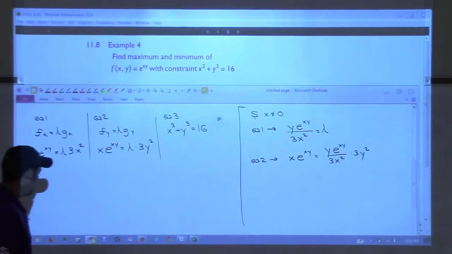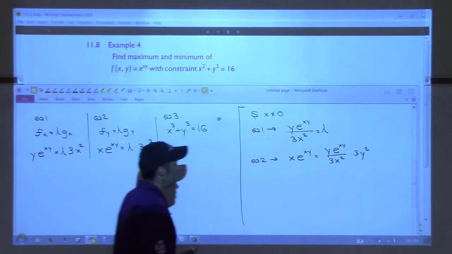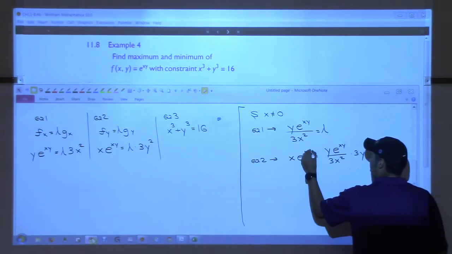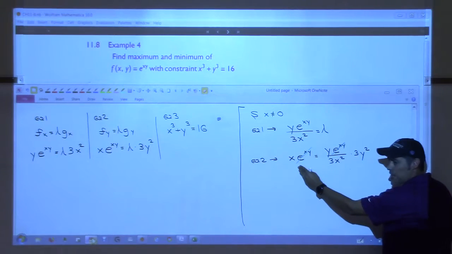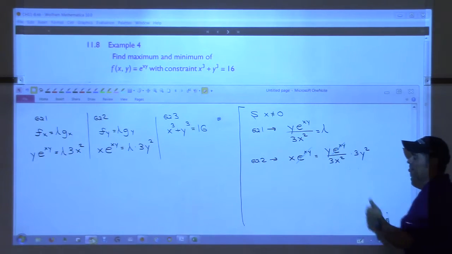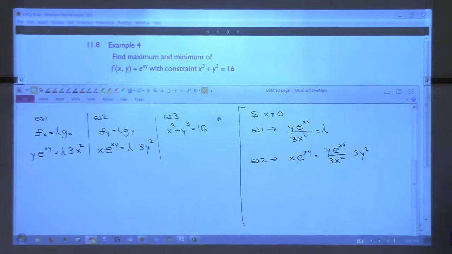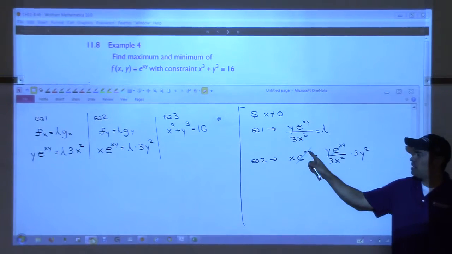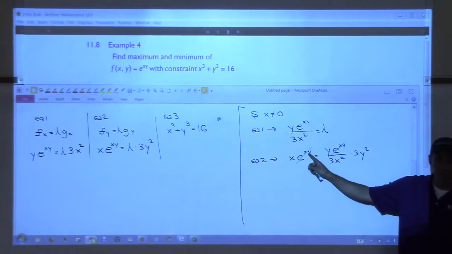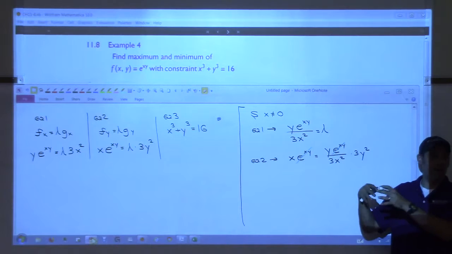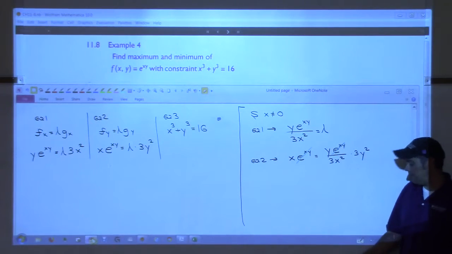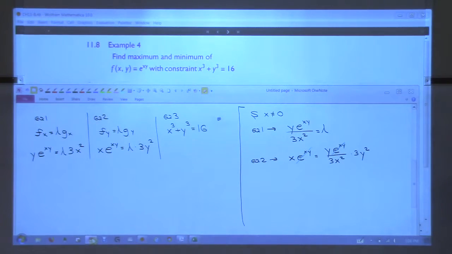I'm going to cancel the e to the xy on both sides. I'm canceling them because I'm dividing through by e to the xy. I divide this side by e to the xy, divide this side by e to the xy. And I told you not to do that unless you can promise me it's not zero, right? But e raised to anything is never zero. So that's why I'm allowed to divide this out and not have to say, suppose e to the xy is not zero. I'm allowed to do that algebraically.